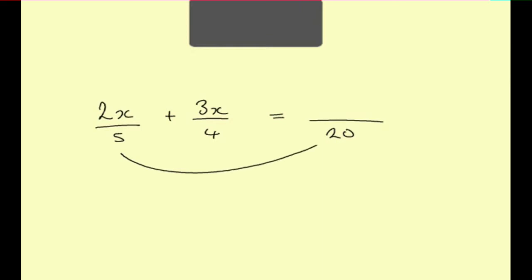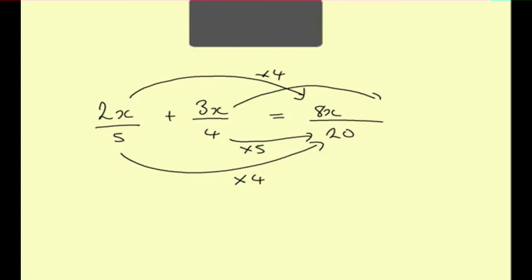5 goes into 20 4 times, so that means I've got to times the top by 4 as well, so I get 8x on the top. 4 goes into 20 5 times, so that means I've got to times the 3x by 5 as well, so I'll put a plus there and put 15x. So I end up with 23x over 20.